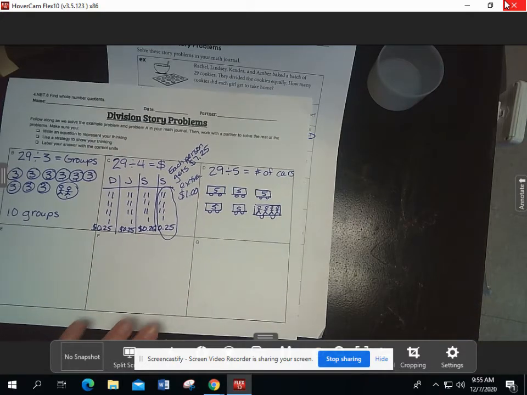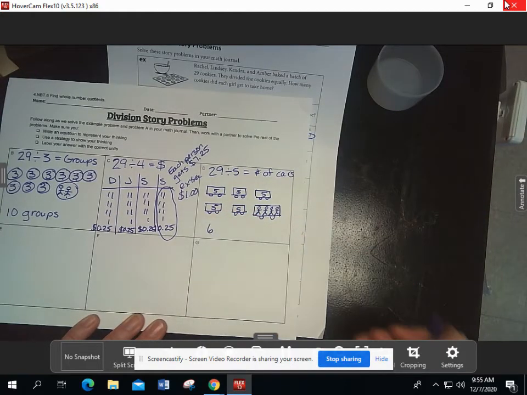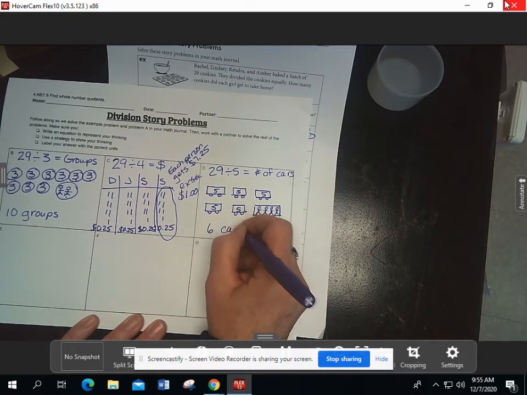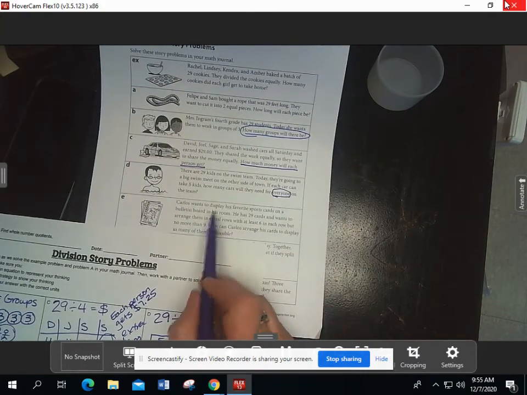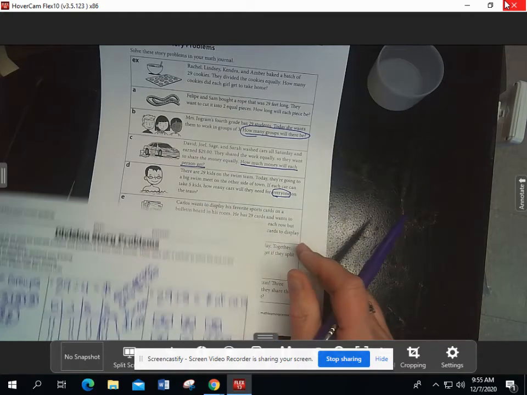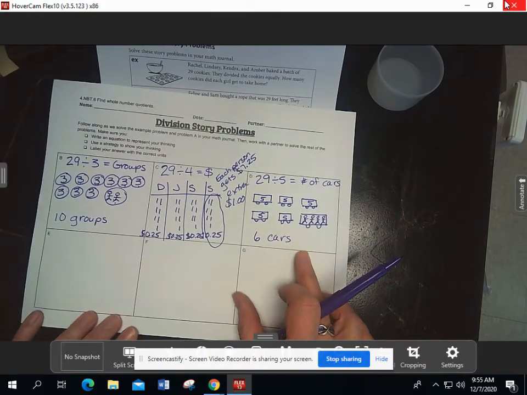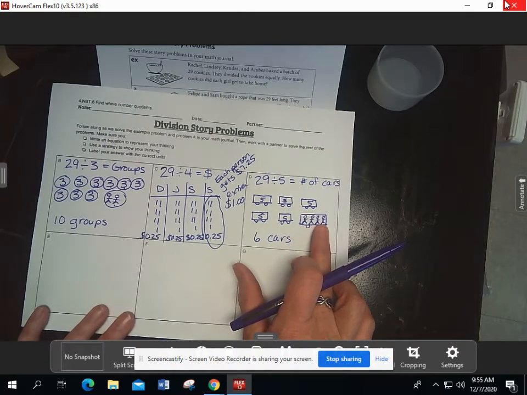Anna, or are you 2 working together over there? No, me and Will are working. 6 cars, because it answers the question: how many cars will they need for everyone on the team? 6 cars. If we don't take these 4 kids, then we're not answering the question.